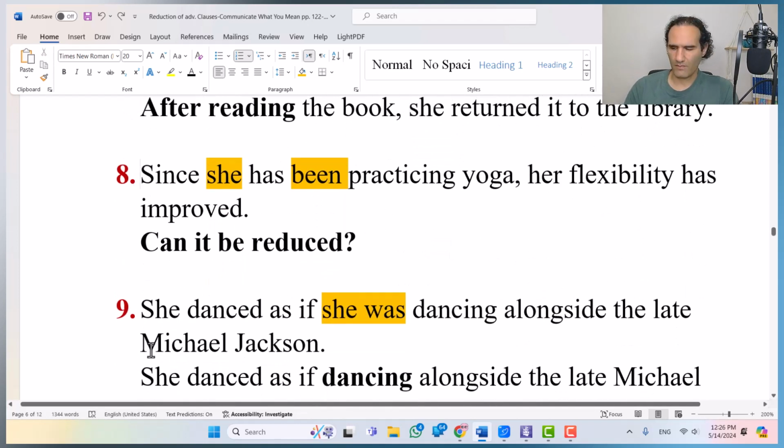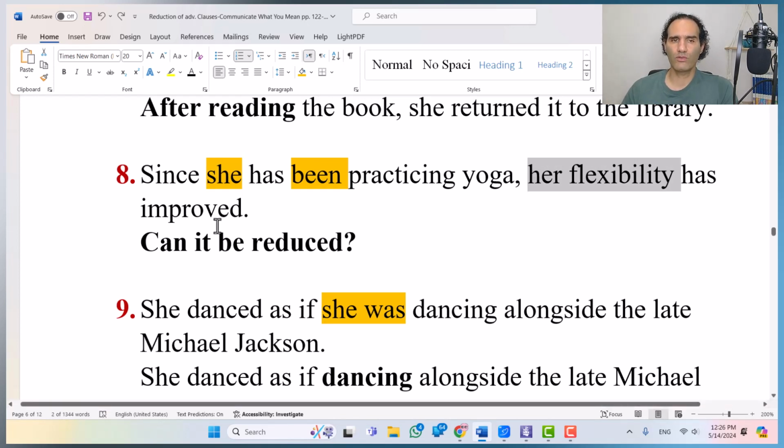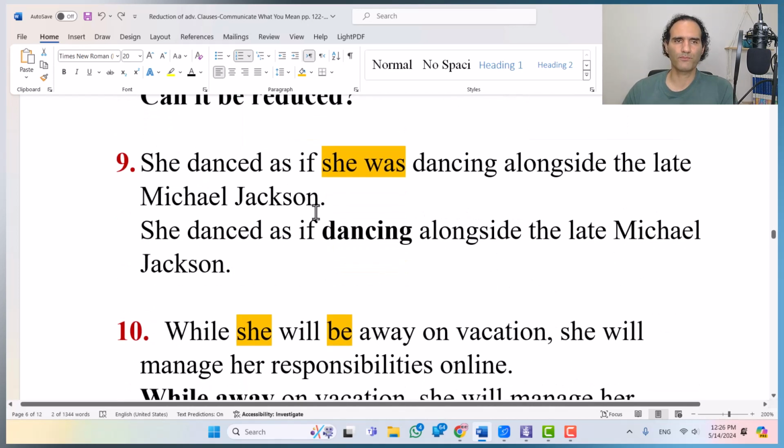Number 8, since she has been practicing yoga, her flexibility has improved. So the subject here is she. The subject here is her flexibility. So that is incorrect. You cannot reduce it. But if you wanted to reduce, and if, for example, it was since she has been practicing yoga, she has had better flexibility, then you would say since practicing yoga, she has, and been all would be gone. But in this case, it cannot be reduced.